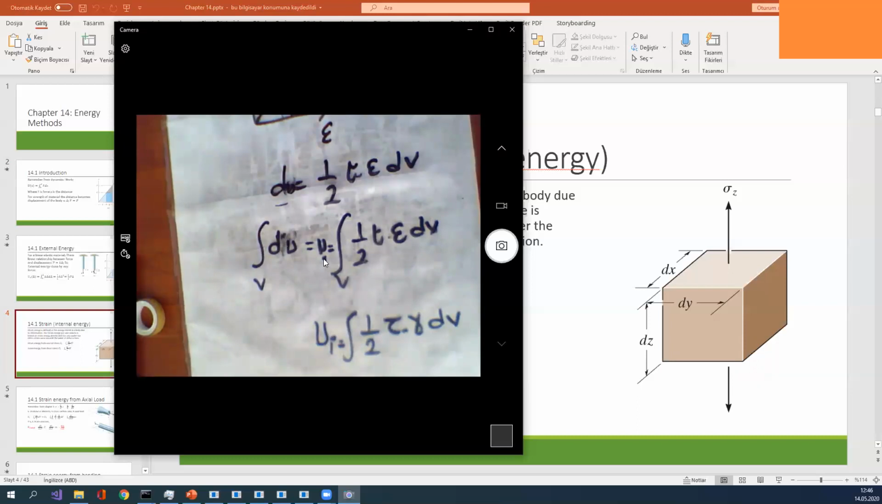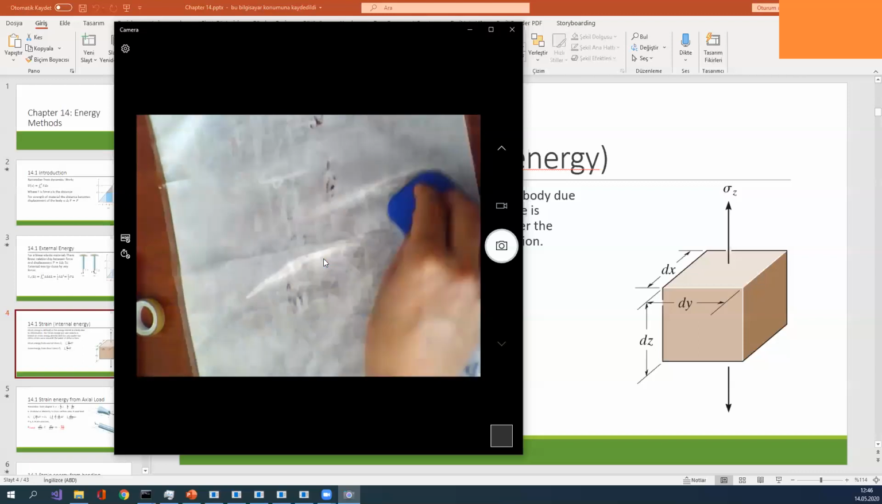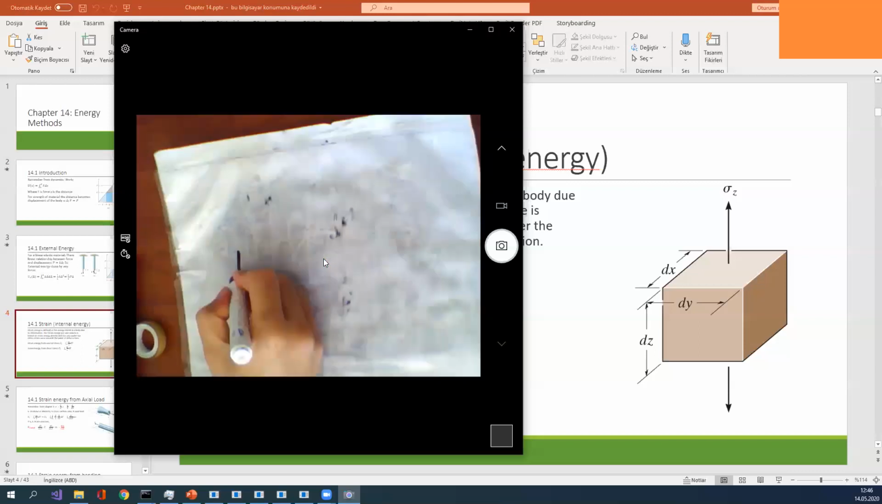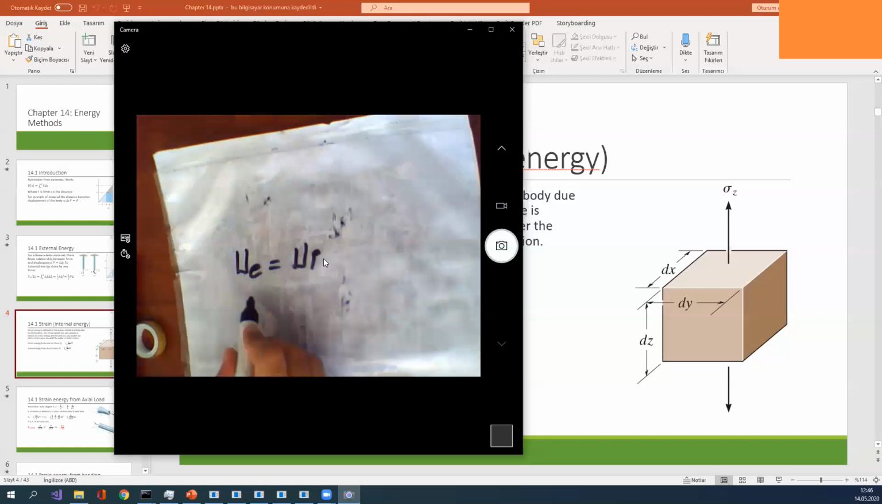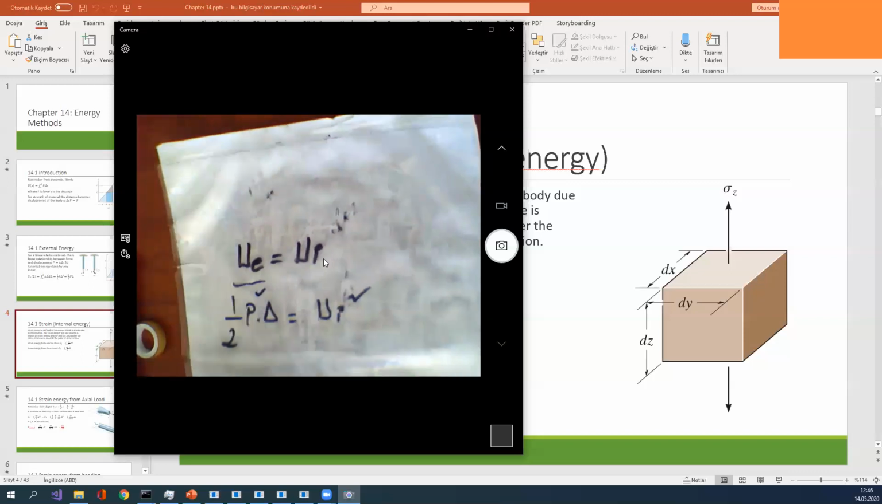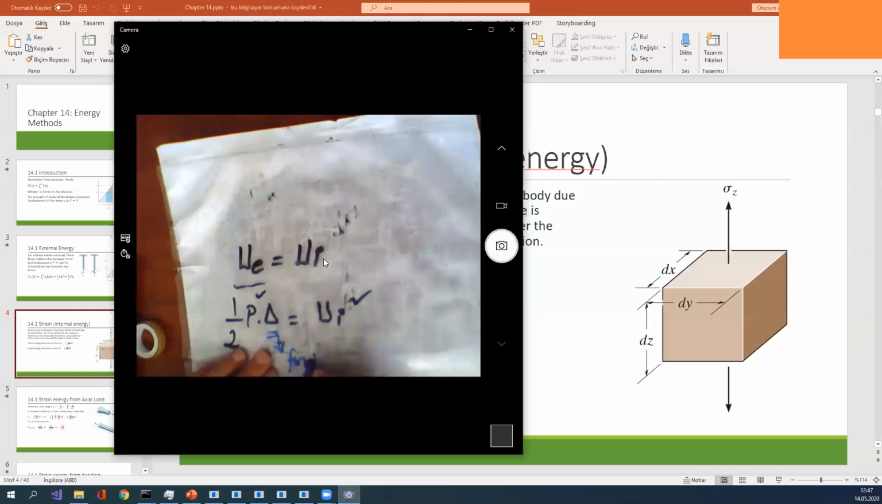total energy. So in our formulation, external energy and internal energy should be equal. Therefore, we can say U external energy should be equal to U internal energy. So, we already know the P in the formulation. Also, we can compute the internal energy. And by using this relationship, we can find the displacement.